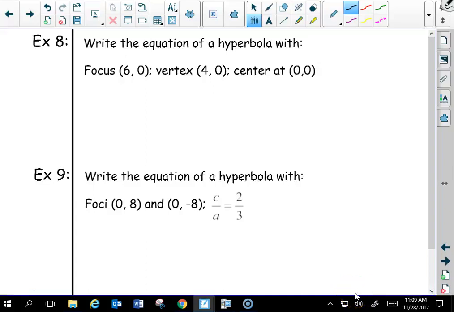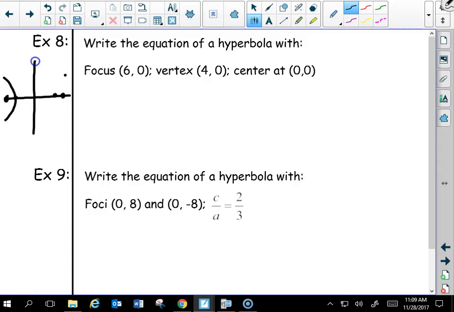All right, example 8. Write the equation of a hyperbola with the focus at (6, 0), vertex at (4, 0), and the center at the origin. And I'm going to graph these points just to make sure I'm oriented correctly. So (6, 0), x equals 6, y equals 0. So the focus is, let's say, positive, negative 6, and the vertex is x equals 4, y equals 0.